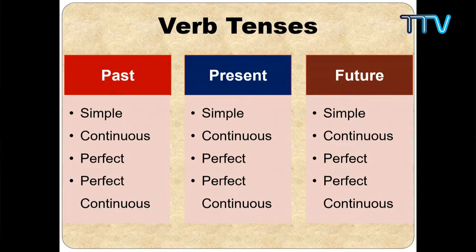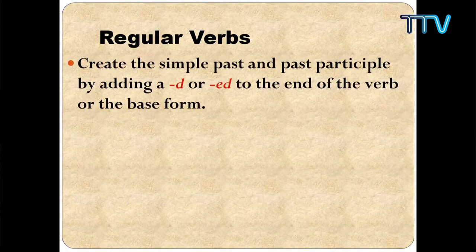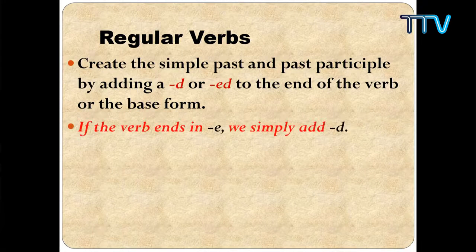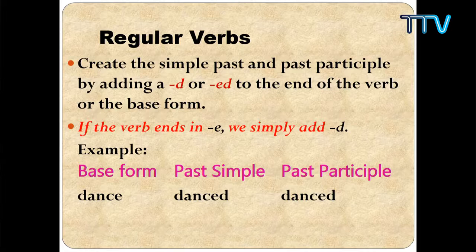So earlier I told you about regular and irregular verbs. I assume that many of you are already aware of regular and irregular verbs, but just to brush up, I want you to go through this slide. Regular verbs create the simple past and past participle by adding d or ed to the end of the verb or the base form. What you need to remember is if the verb ends in E, we can simply add D, right? For example, if the base form is dance, we add D: danced, and the past participle is also danced. The same way, we have love, loved, like, liked. So this is how we need to remember.